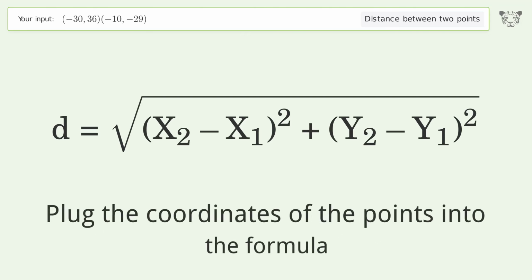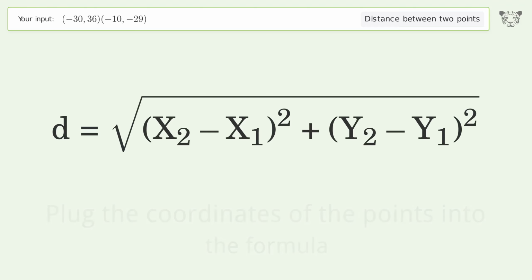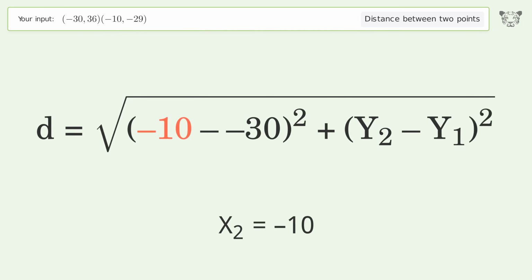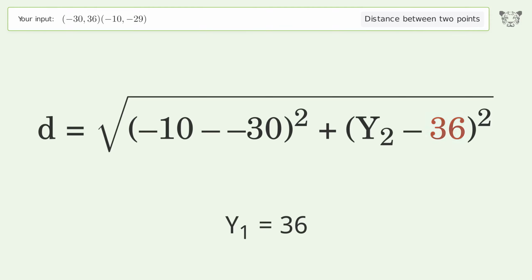Plug the coordinates of the points into the formula. x1 equals -30. x2 equals -10. y1 equals 36. y2 equals -29.